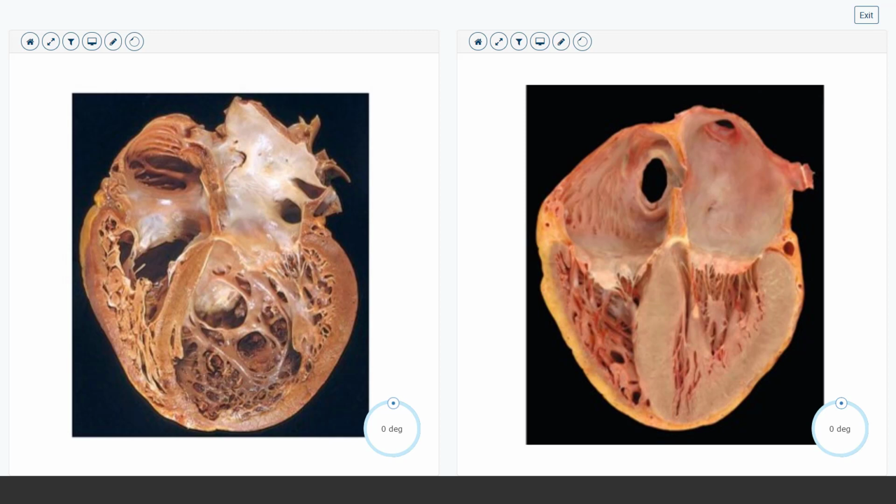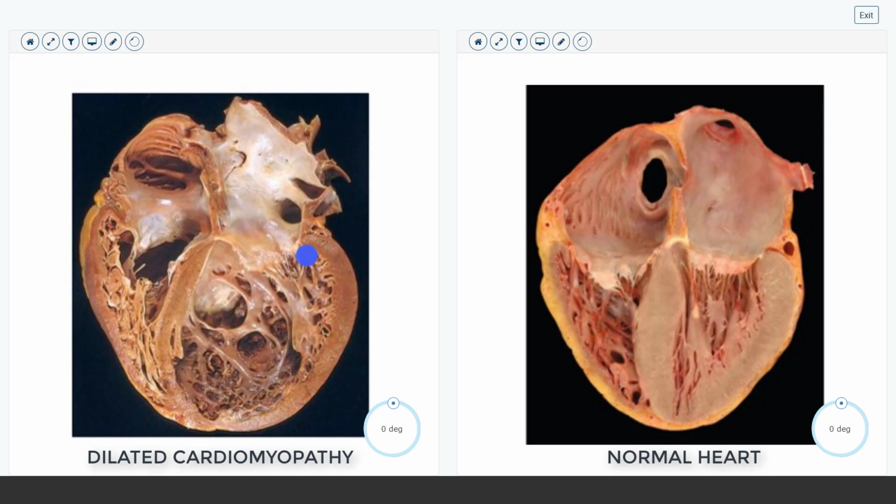The heart on the left has dilated cardiomyopathy and the heart on the right is normal. Let's take a look at the heart on the left. This is the right atrium. I can tell because the wall is very trabeculated. This is the right ventricle. This is the left atrium. I can tell because the wall is quite smooth. And this is the left ventricle.